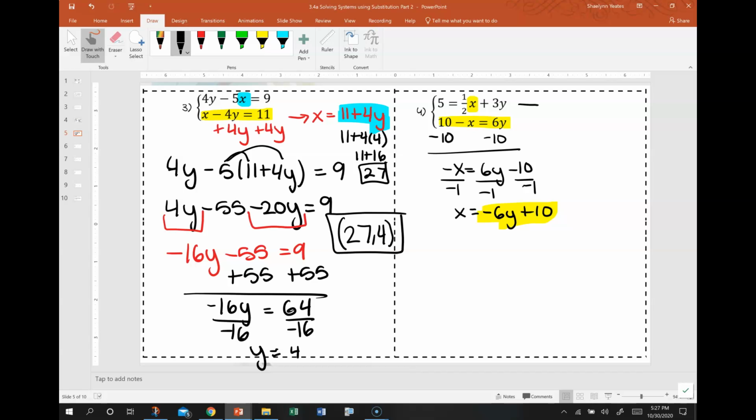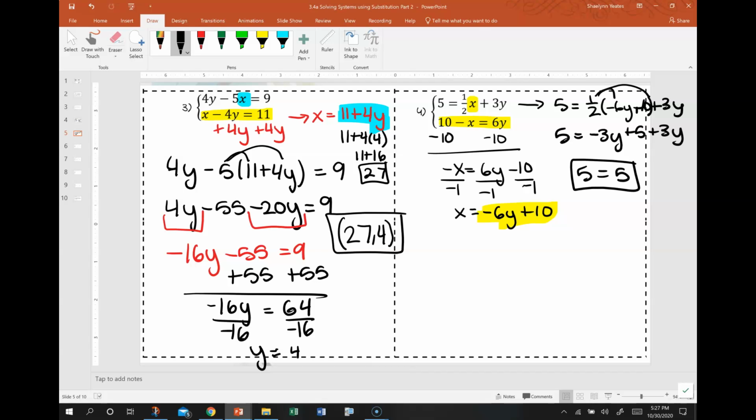So that means that this becomes 5 equals 1/2 times negative 6y plus 10 plus 3y on the outside. So 1/2 distributes through the parentheses. This becomes negative 3y plus 5 plus 3y. So now you might notice negative 3y plus 3y, that makes the y go away. We end up with 5 equals 5. Well, if 5 equals 5, that's always true, so this is infinite solutions.